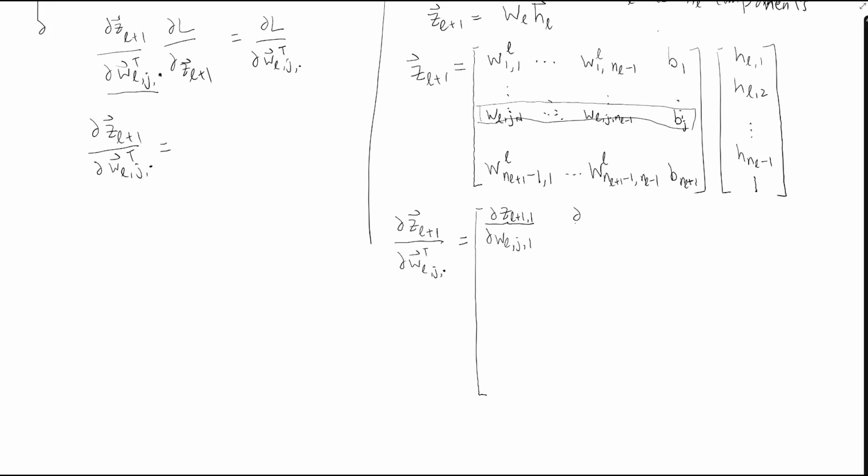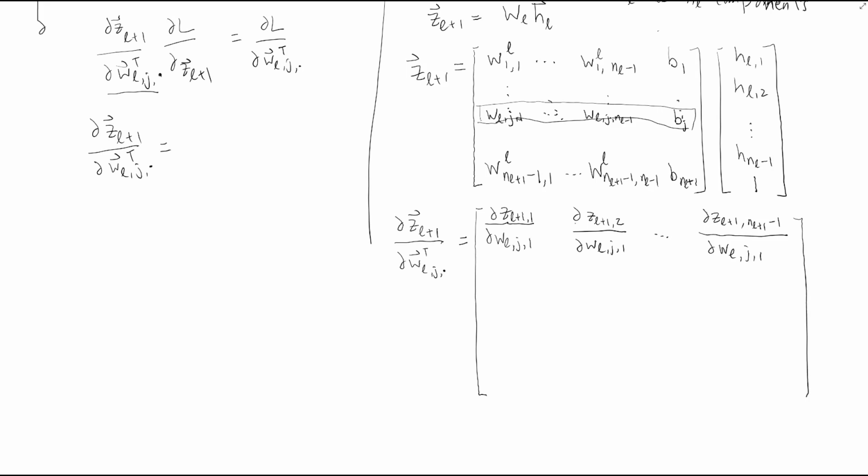Okay. And then if we keep going, now we have to take the partial derivative of Z_{L+1,2} with respect to W_LJ1, and then this goes all the way to the last component of Z. And the last component of Z is going to be, so Z_{L+1} would have N_{L+1} minus 1 components. Okay, and then with respect to W_LJ1. So that's the first row, and then eventually we can go down, and we get to the gradient with respect to the last component of W.